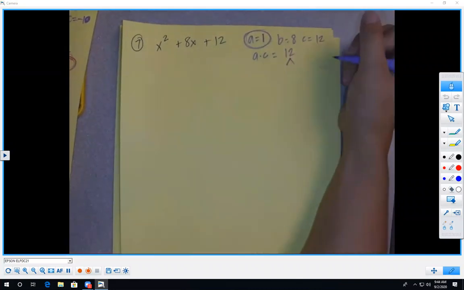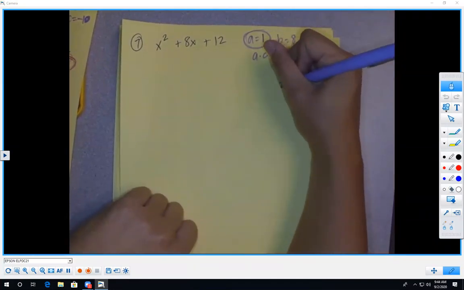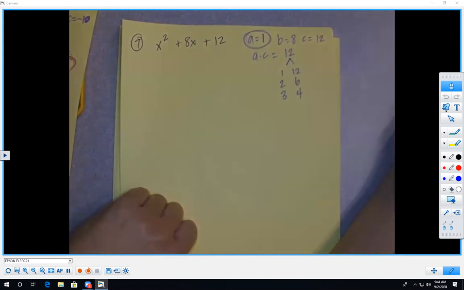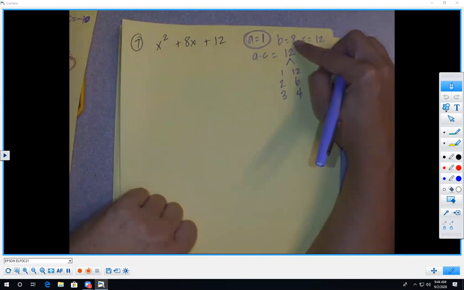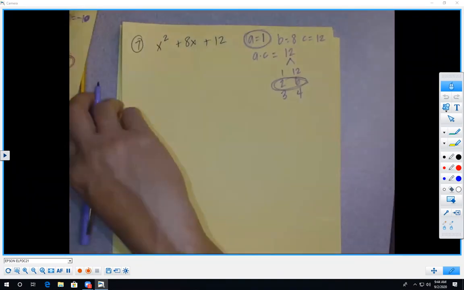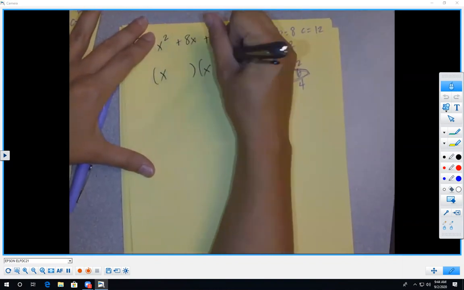I break down 12. What are my options to get 12? 1 and 12, 2 and 6, 3 and 4. Which ones add to give me 8? 2 and 6. So my answer is, go over, open parentheses, put an X at the beginning of both of them.